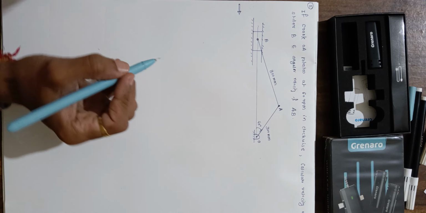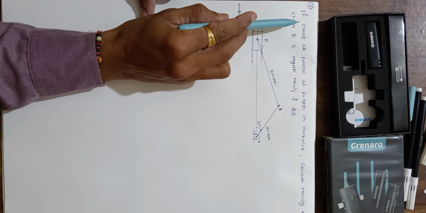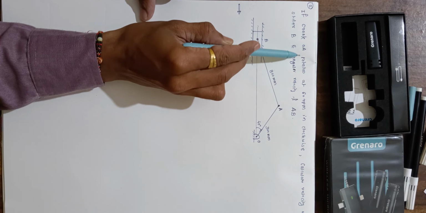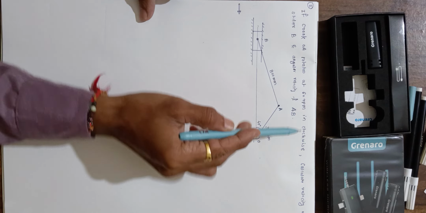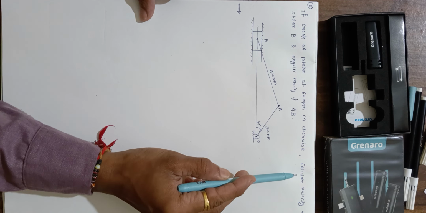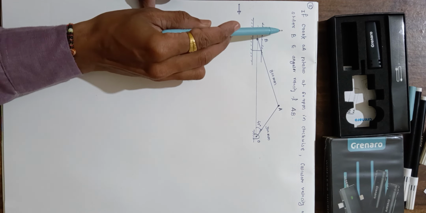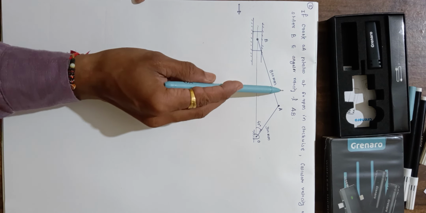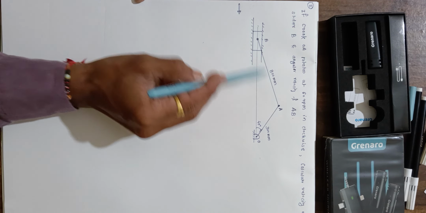Refer to this second question. Here the condition given is, if the crank OA rotates at 60 rpm in the clockwise direction, then calculate the velocity of the slider B and the angular velocity of the connecting rod AB.